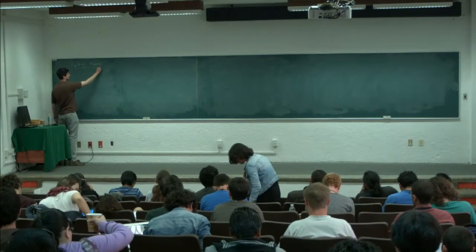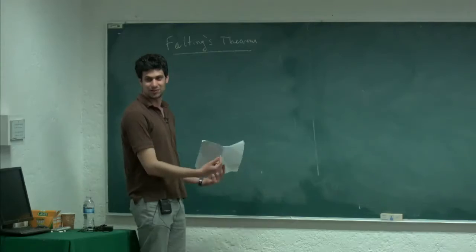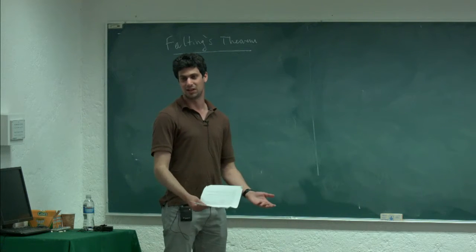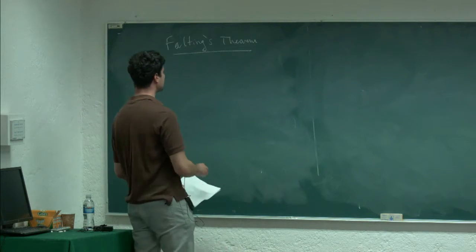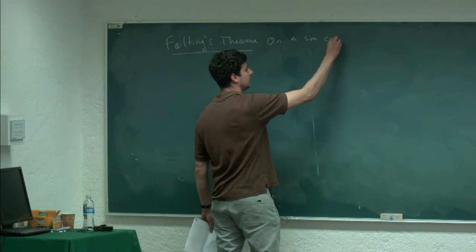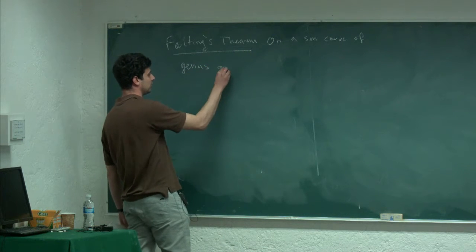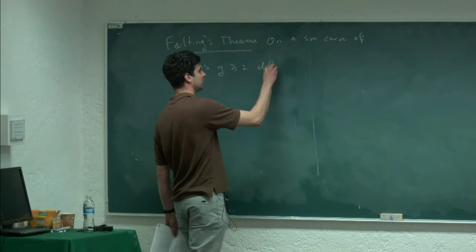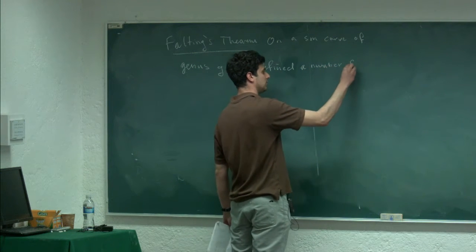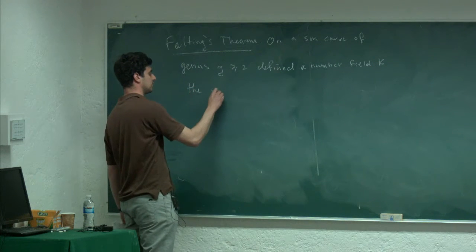So although this is a talk about a theorem in birational geometry, the applications are all in arithmetic. So my talk is going to be sort of the arithmetic motivation and why this theorem implies arithmetic consequences. So Faltings' theorem says that on a smooth curve of genus g greater than or equal to 2, defined over a number field K, the set of K-rational points is finite.